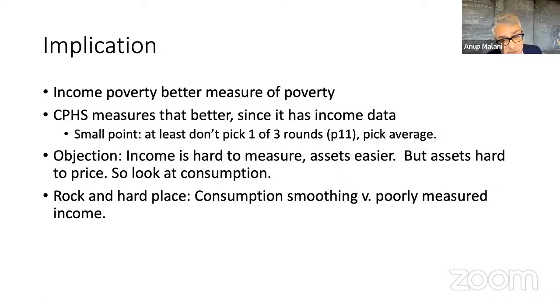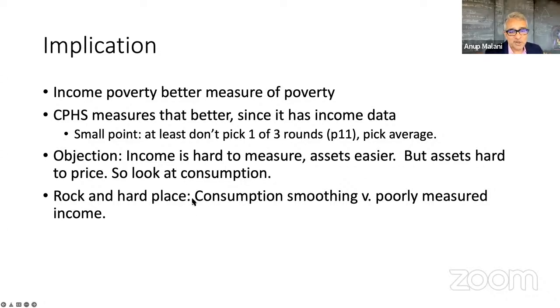Now, you could say in response, income is hard to measure. I'm not even sure CPHS measures that really well. I'm going to look at assets, but I want to be very careful about this. Assets are easier to quantify, but they're harder to price, especially when there are macro changes going on. And that's maybe your reason to look at consumption. It's just better than income and maybe even better than assets to look at.